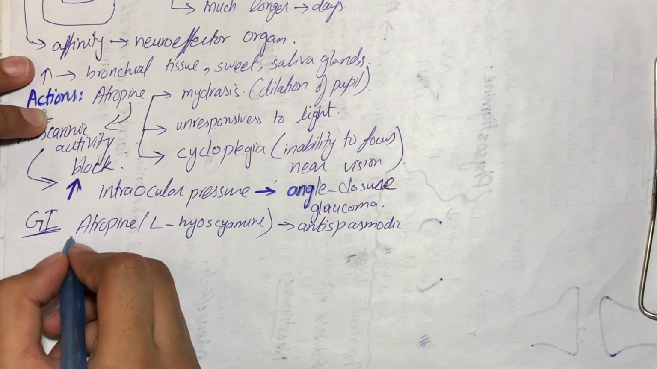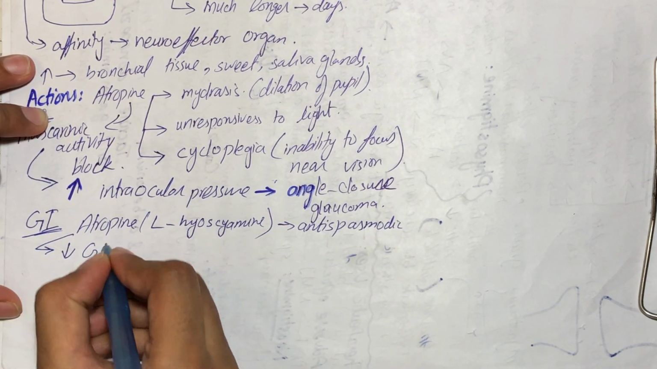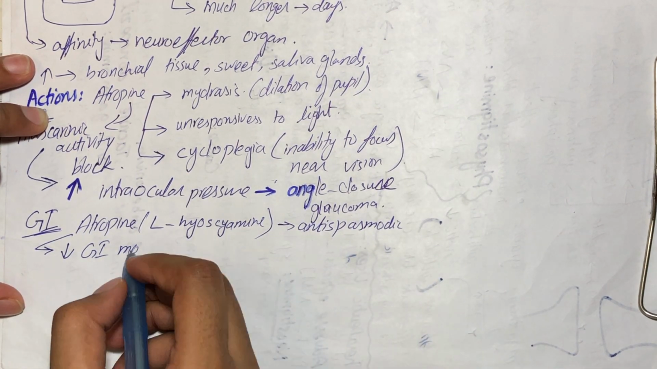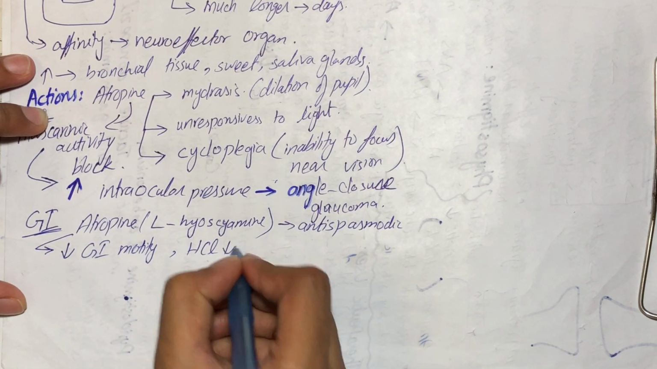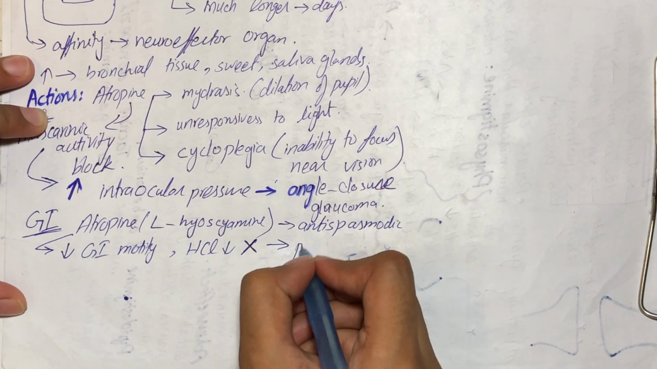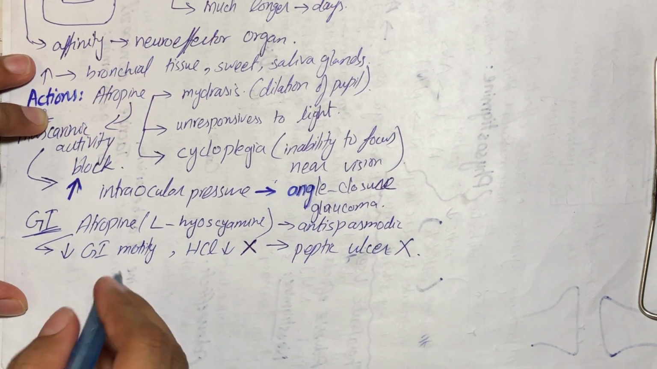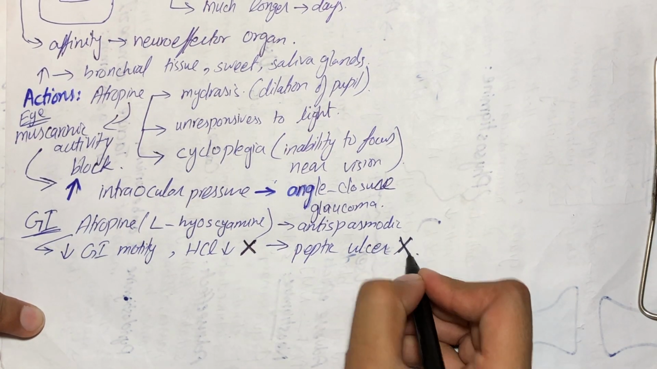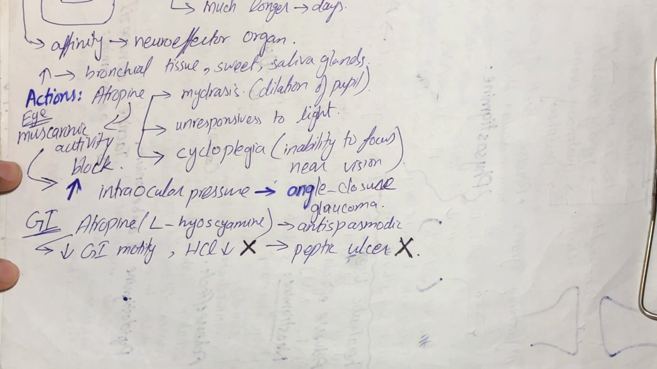Atropine, as I told you earlier, can reduce GI motility by causing an antispasmodic effect, but it does not decrease HCl level. In this way, we cannot give it for the treatment of peptic ulcer. It is not given for the treatment of peptic ulcer. It is only given as an antispasmodic because it is decreasing the motility of the GI tract.